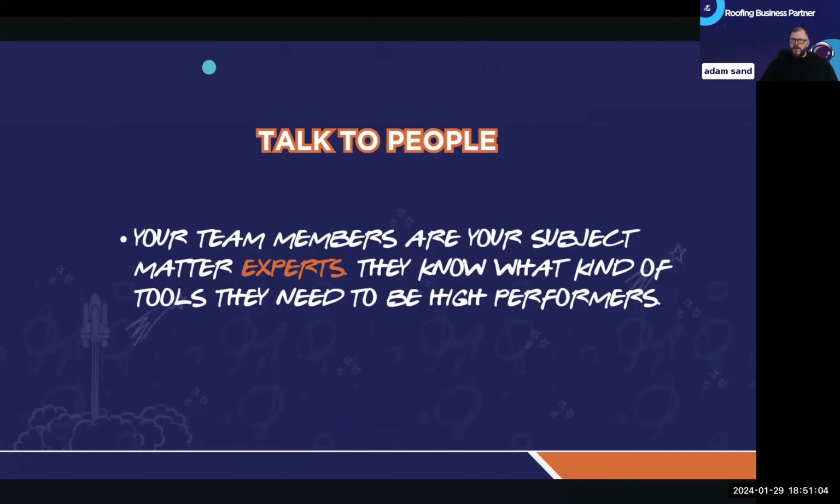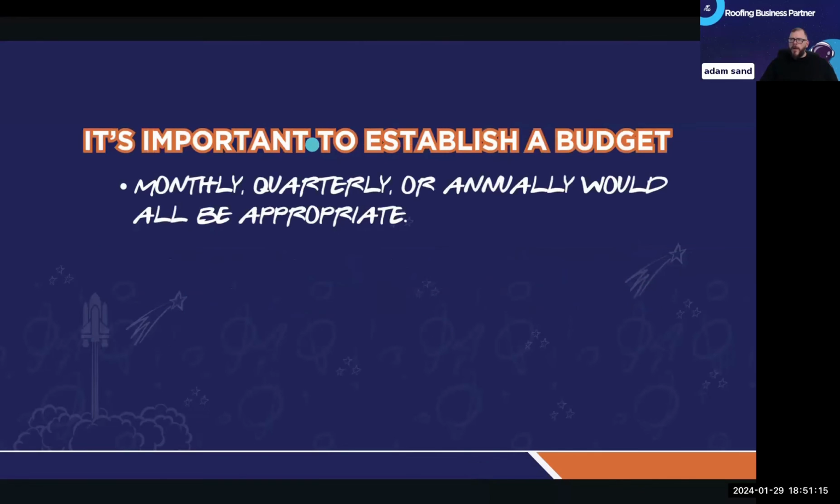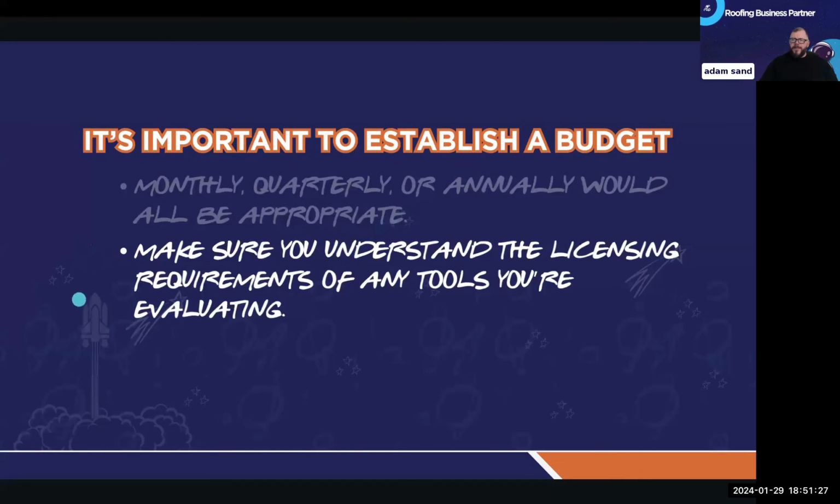And you want to make sure you're talking to your team. You're going to get information from talking to people in your business who interact with these tools and interact with your customers and your vendors and your subcontractors, so you have high performing tools. And it's important to then establish a budget, right? And we talked about budgeting this morning in today's financial course. And we're going to continue to be talking about that in our upcoming financial classes, making sure you have a budget so you understand the licensing requirements of any tools you're evaluating, if they have monthly, quarterly, or annual subscriptions, right?